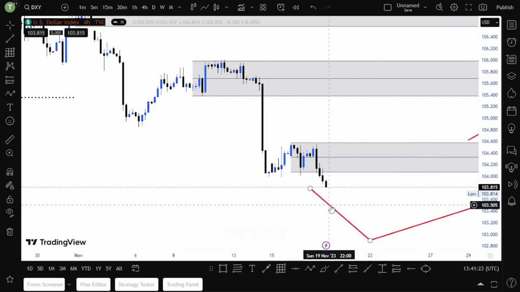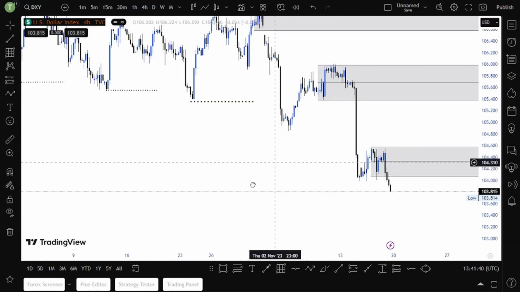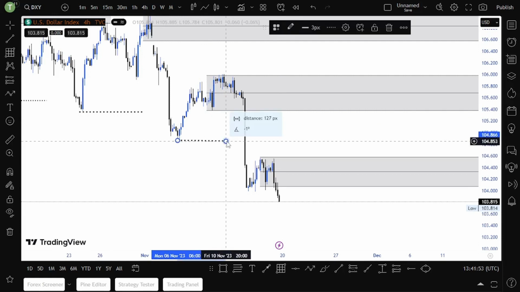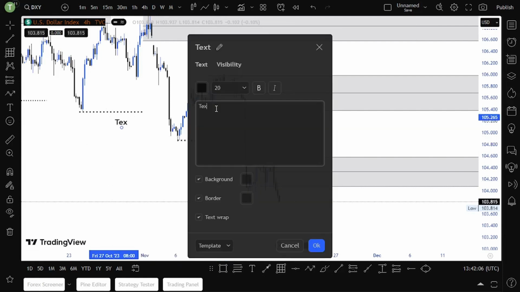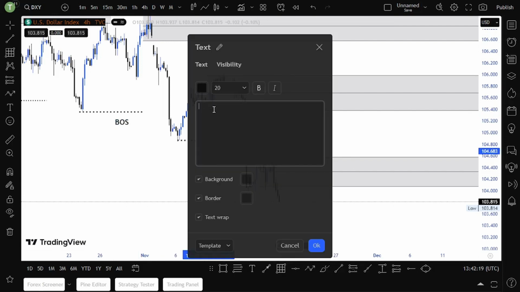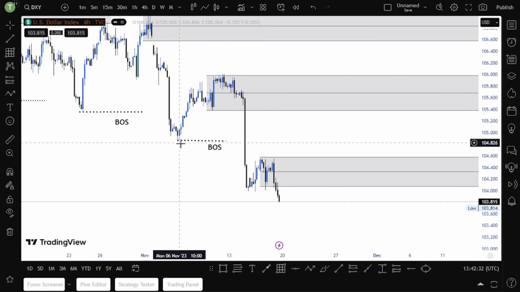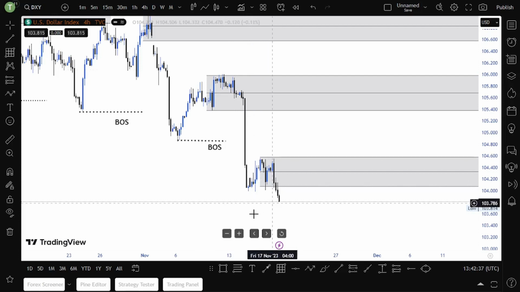Now, as you can see on H4, let me quickly clean this chart. We have a break of structure, and our second break of structure, which is our last break of structure. There is our break of structure, and there is our second break of structure. We are in a downtrend, making lower lows and lower highs. This is our last lower low. It was broken, so now we are expecting the market to drop further on the downside.